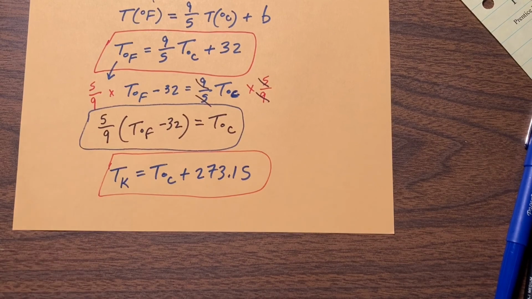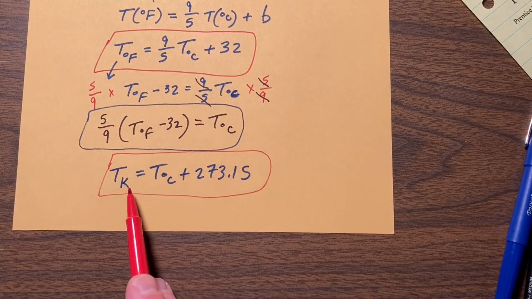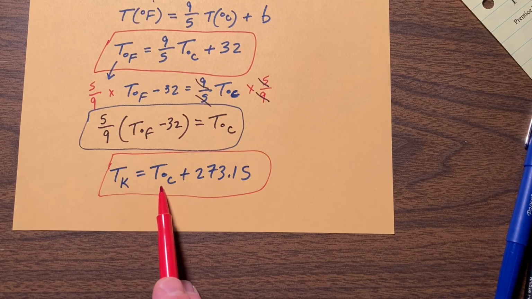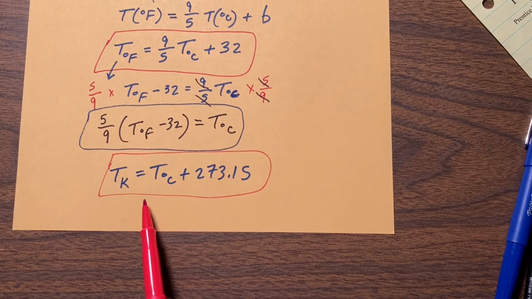And that's where you can see where absolute zero comes from. If you solve this equation for 0 on the Kelvin scale, you get negative 273.15 degrees C as the coldest possible temperature.